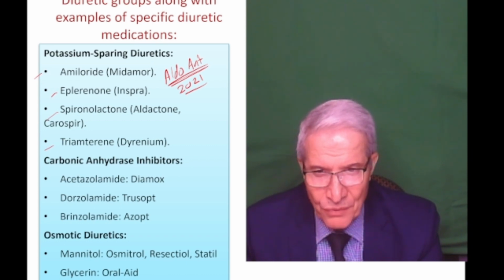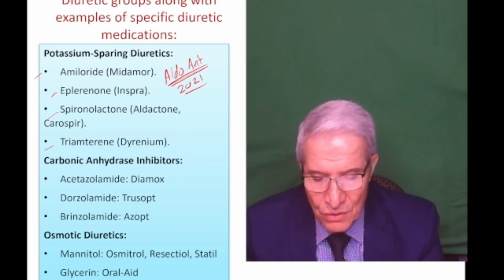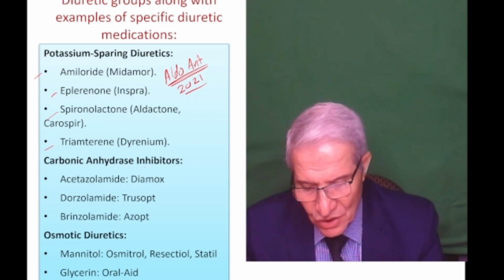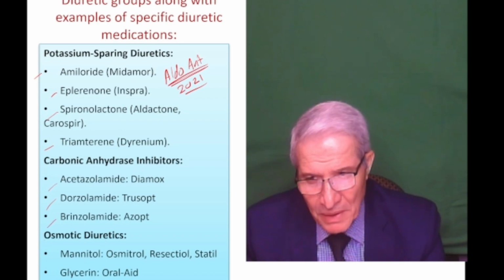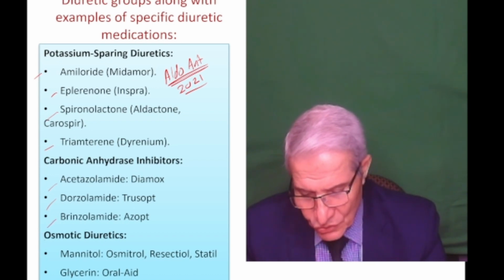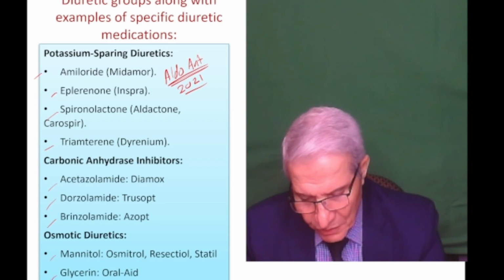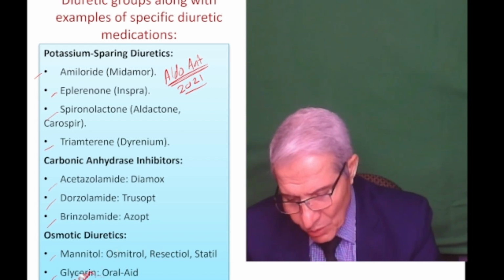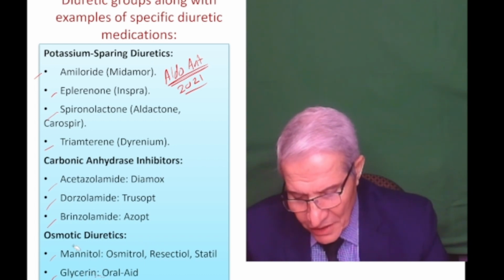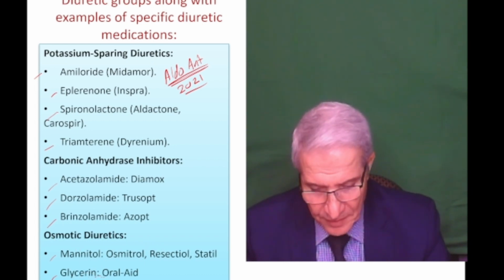This is considered potassium-sparing diuretic. Okay, moving to group 3, we have carbonic anhydrase inhibitor: acetazolamide, dorzolamide, brinzolamide. For the osmotic diuretic, we have mannitol, glycerin, and urea. We can type here urea and another medication. So we have 4 medications with osmotic, but the most popular ones, as you can see, are mannitol and glycerin.